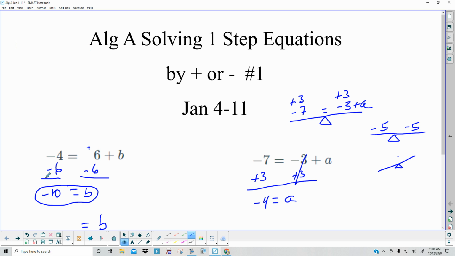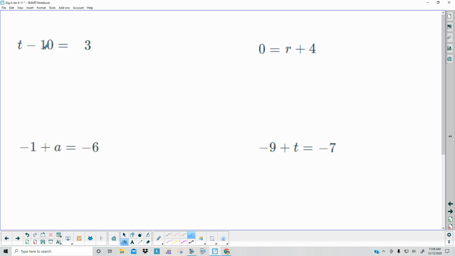So in these, the variable was on the right side of the equation. Don't worry about what side it's on. Here it's on the left side. It doesn't matter. You're subtracting 10. What would undo subtracting 10? Adding 10 to both sides. That cancels out. So all you're left with is t is equal to 13. Just add these together.